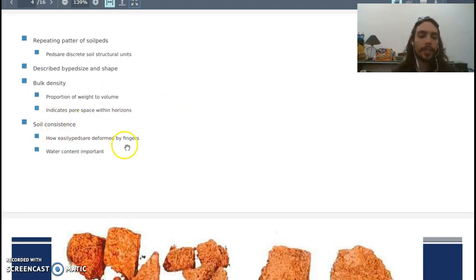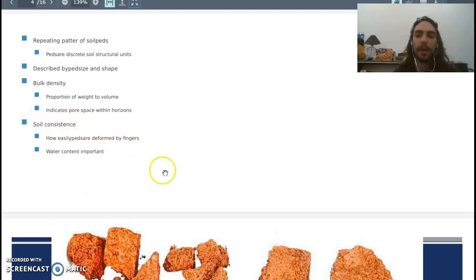Then we've got soil consistency. That's how easily those peds that we talked about are deformed by fingers. Water content is very important for that one as well. If you can grab something and move it around and destroy it in your fingers, like sand, you're going to get a bunch of individual grains. Nothing's going to stick together. Whereas with clay, which holds a lot of water, you're going to move it around and it's going to be the same ball of clay, basically. So it's got a really good consistency.